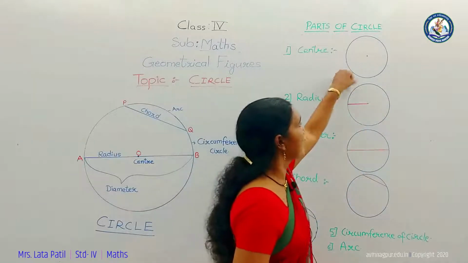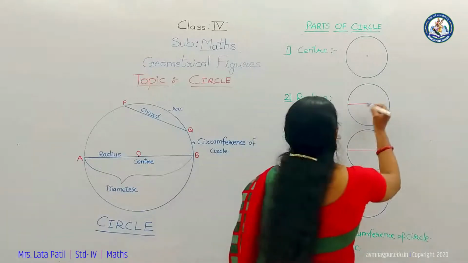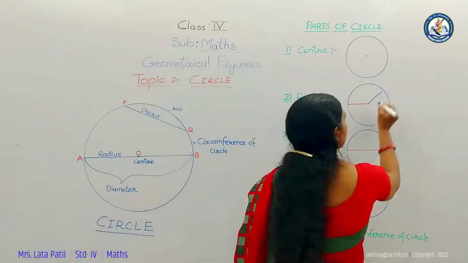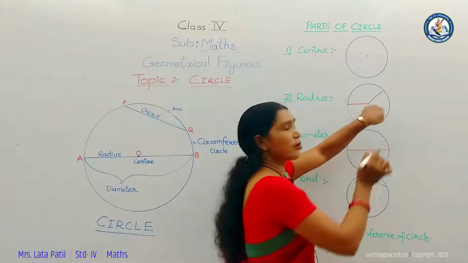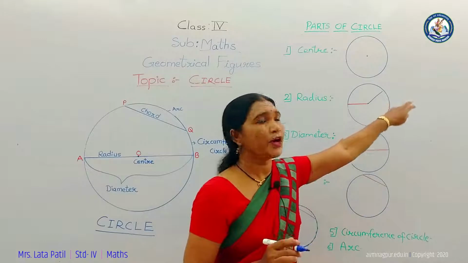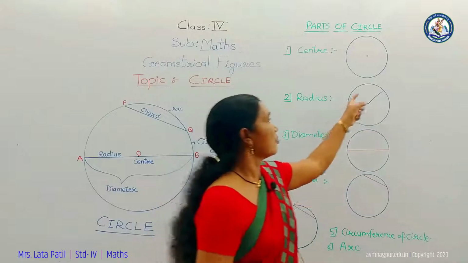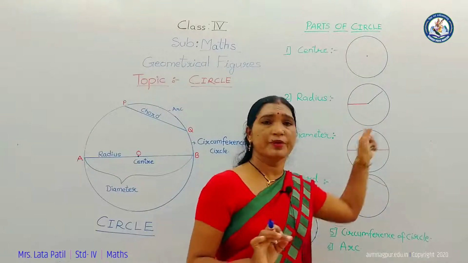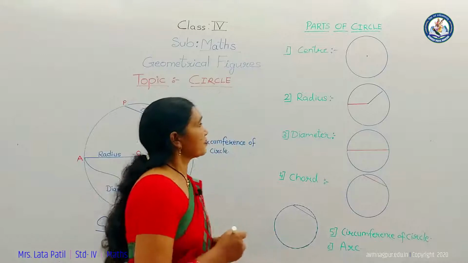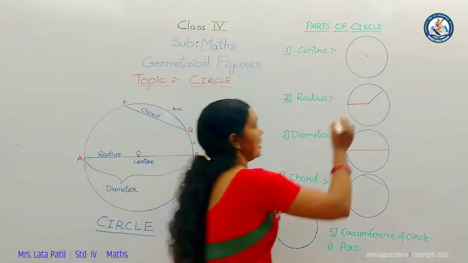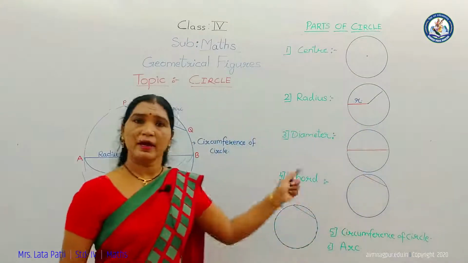We can draw the radius here, here, and here also. The distance from the center to any point on the circle is the same. So however many radii you draw, they will be of equal length. Radius is denoted by R.